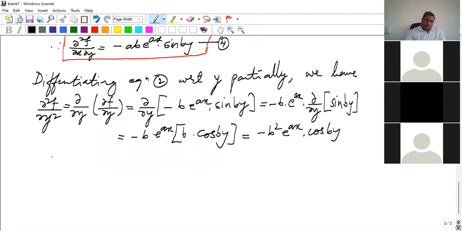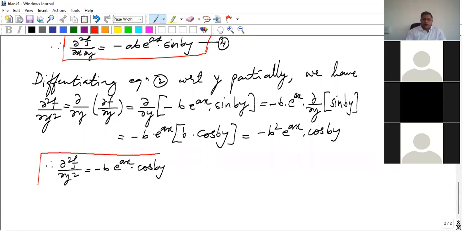So we have here ∂²f/∂y² is equal to −b² e^(ax) cos(by). Okay, and that's what we wanted to find. So this is going to be minus b square, sir? Yes, it is going to be b square. So it is minus b² e^(ax) cos(by). So you got this one?